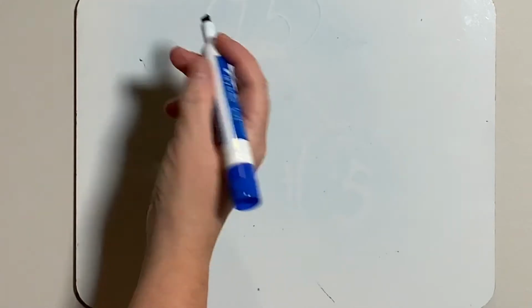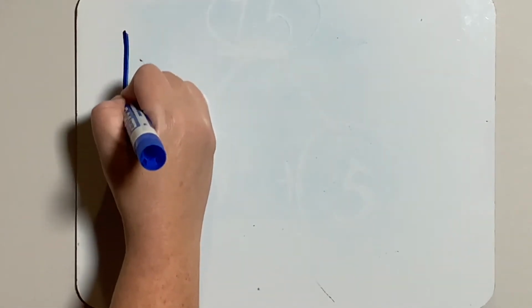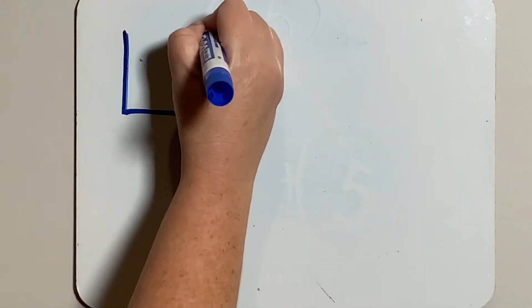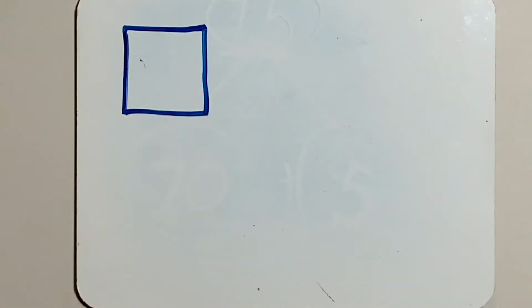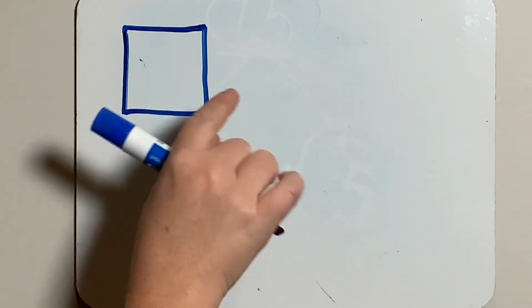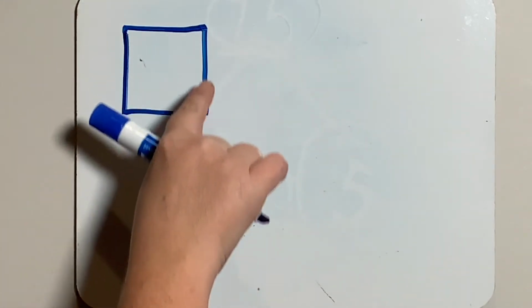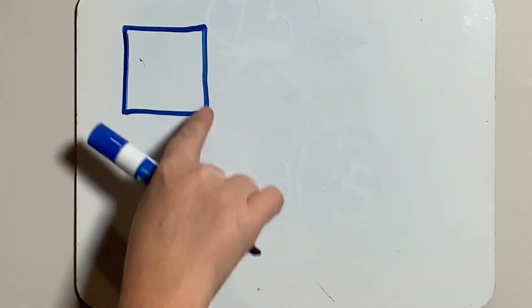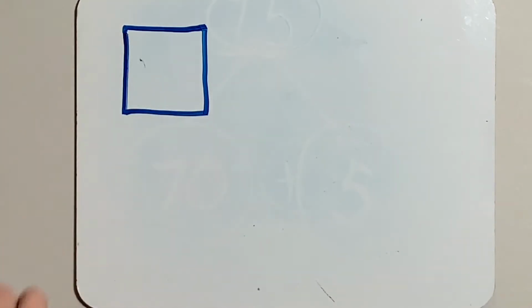I'm gonna show you what shapes we're gonna be working with today. I'm gonna draw them for you on my whiteboard. Here we have a square. It's not gonna be perfect, but I'm doing the best I can. A square typically has 1, 2, 3, 4 sides, right?